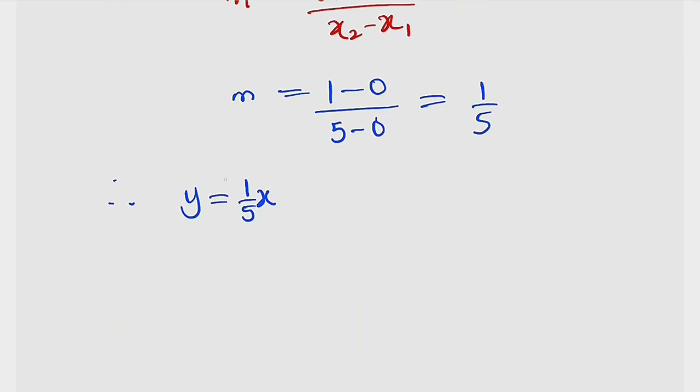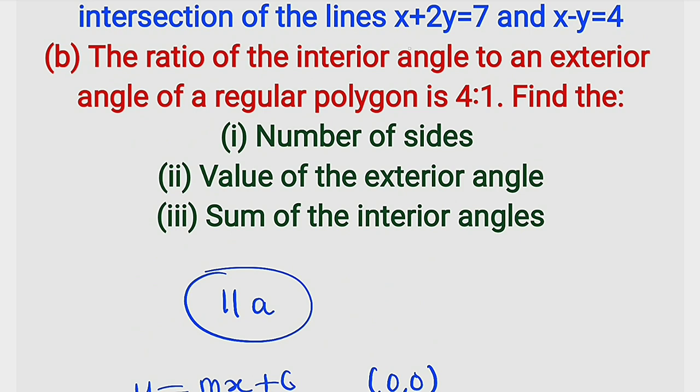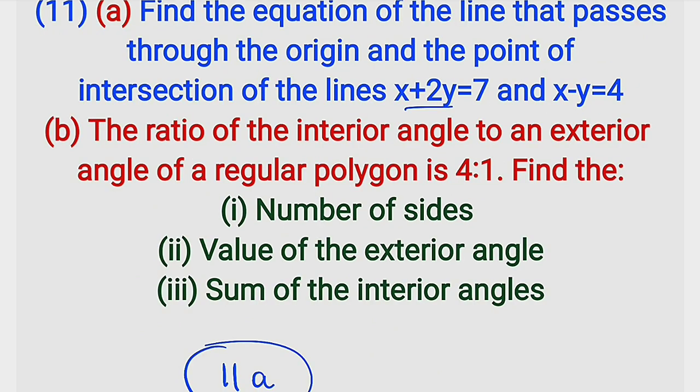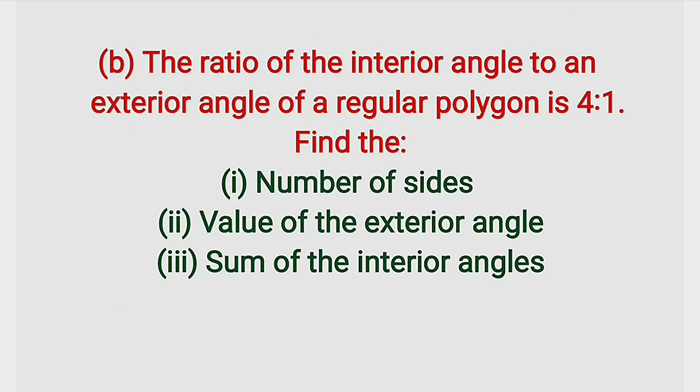So this is the equation that passes through the origin, and also passes through the point of intersection between these two lines given, this and this. So now let us move on to the B part. So here is the B part. The question reads, the ratio of the interior angle to an exterior angle of a regular polygon is 4:1. We're asked to find the number of sides of that regular polygon, and we are also asked to find the value of the exterior angle as well as the sum of all the interior angles.